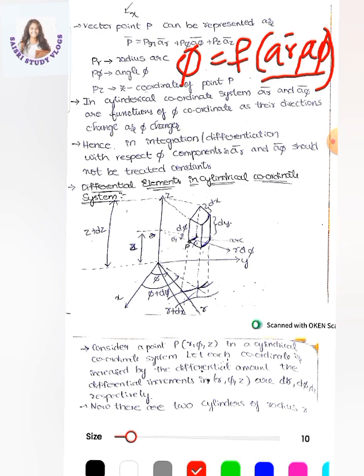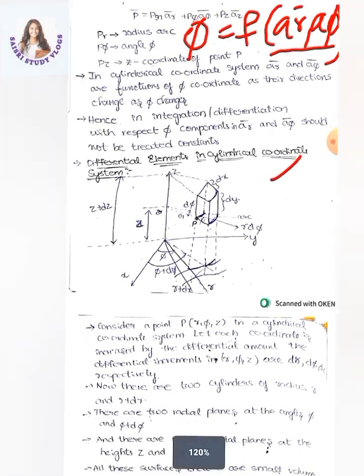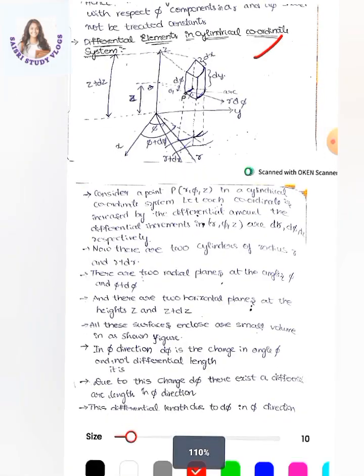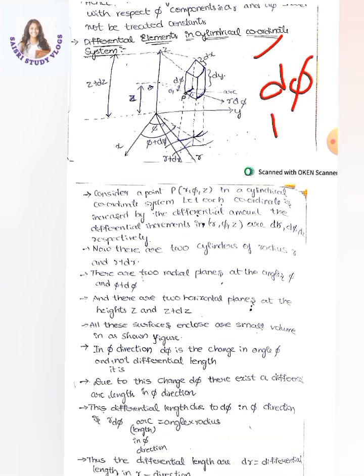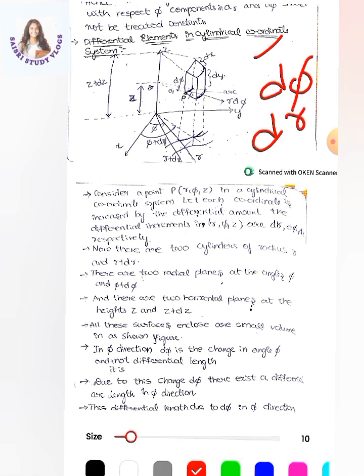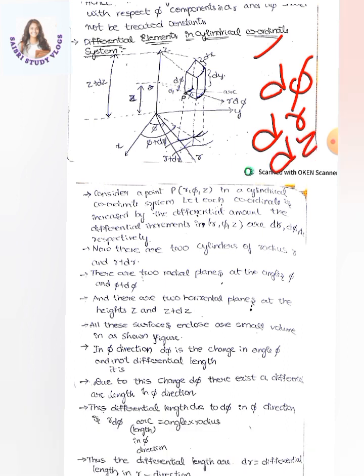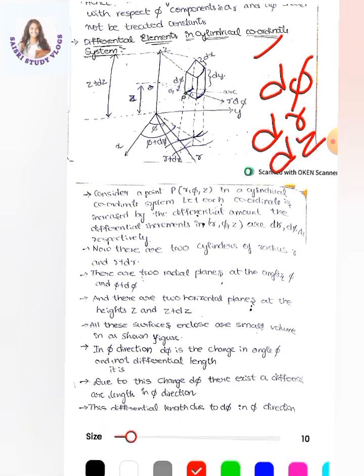Now the differential elements in the cylindrical coordinate system. Let us see this diagram. Previously we saw how, if there is a small change dx, dy, dz, the coordinates change and the position of P changes, in the Cartesian plane. In the same way, let us see the differential elements in cylindrical coordinates. The changes will be d phi, dr, and dz. These three will change.